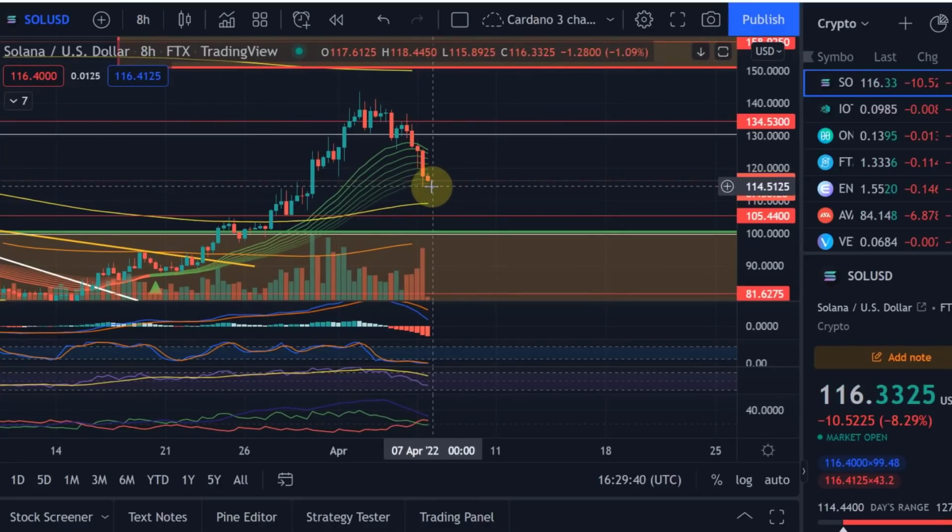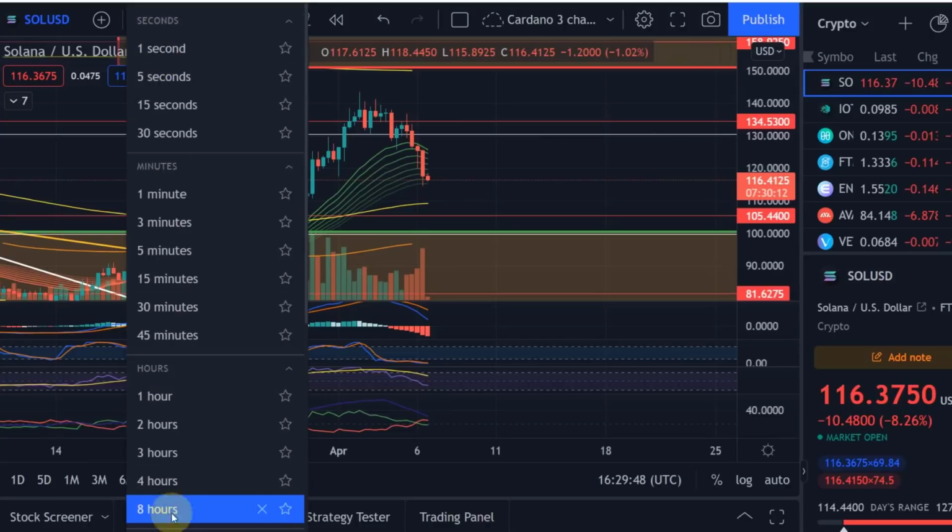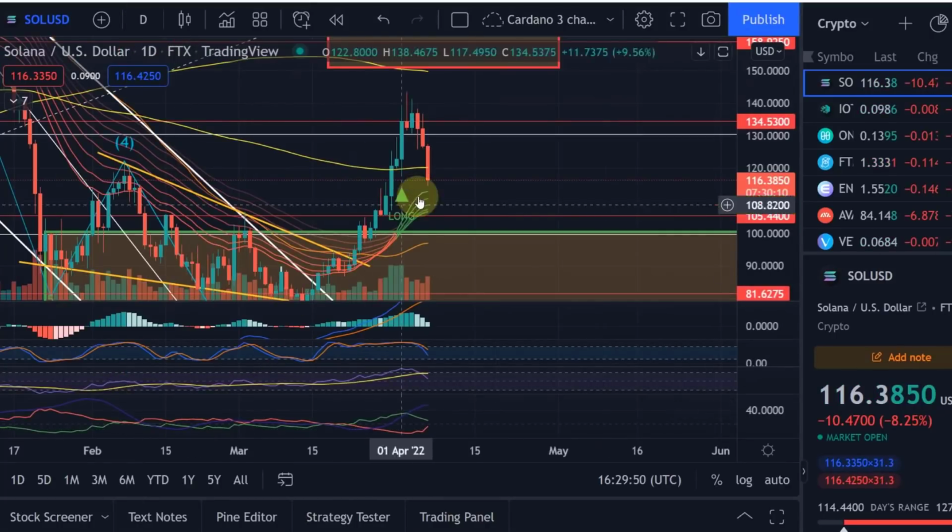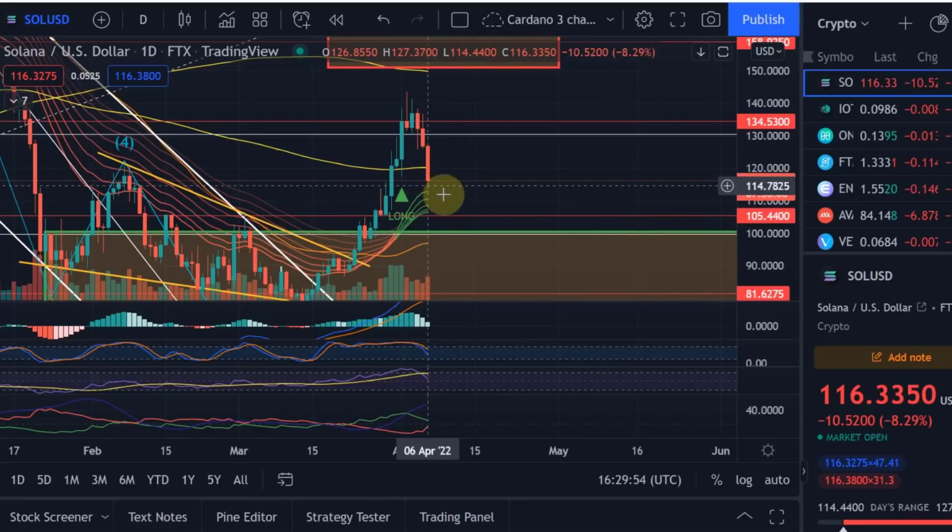So we obviously need to drop a little bit further to really break that, and that would be below the previous rejection point at $114.50. I think on the daily we are still above. Yeah, on the daily this is also here. So this is providing a bit of support now.